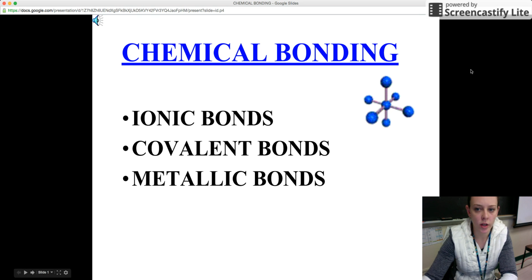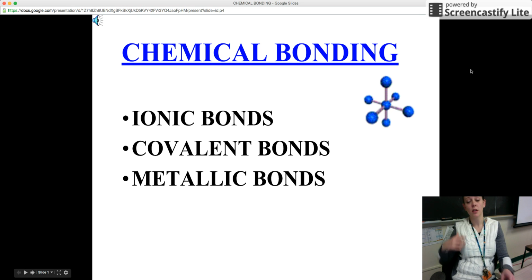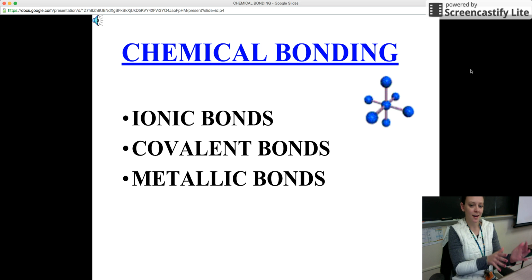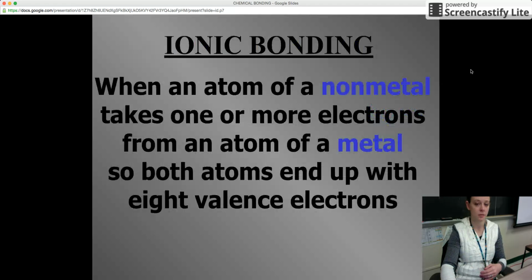All right, folks, we are going to be going over chemical bonding today. You should have a graphic organizer that breaks it down into three sections: ionic bonds, covalent bonds, and metallic bonds. So that's what we're going to be following today.